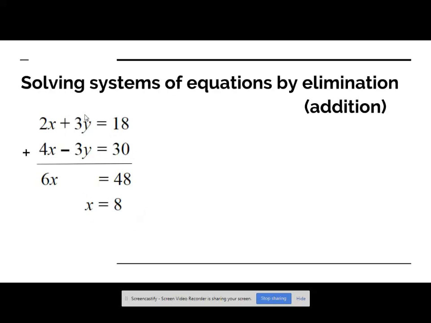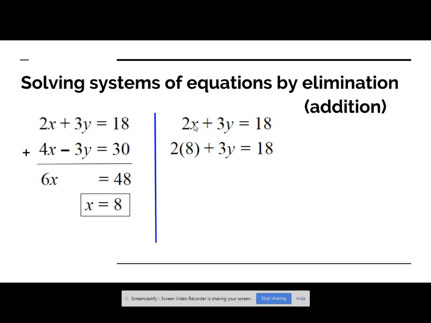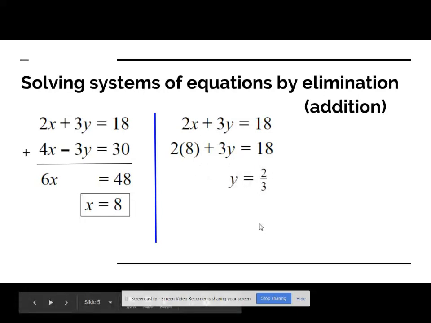Now I have to figure out what y would have to be to make both of these equations work at the exact same time. So I can choose either one of these equations. I'm going to choose the top one. If I choose the top equation, 2x plus 3y equals 18, I know what x is. X is 8. So I'm going to substitute 8 in for x, and I'm going to solve. 2 times 8 is 16. I subtract 16. I get 2. I divide both sides by 3. I'm going to get that y equals 2/3.